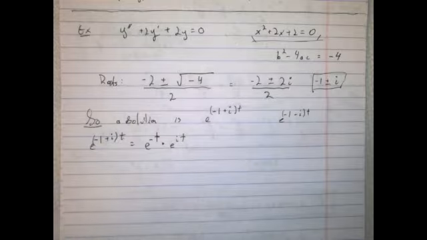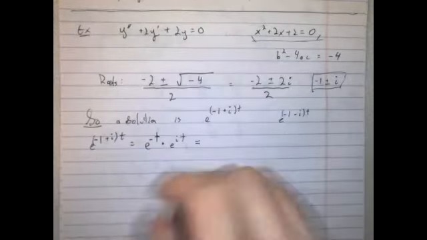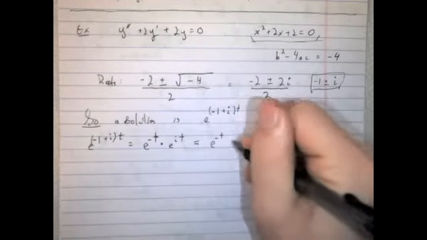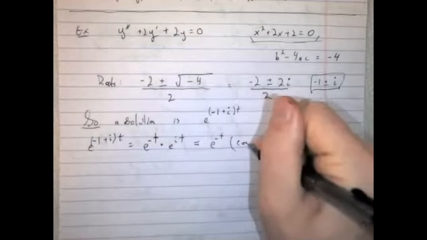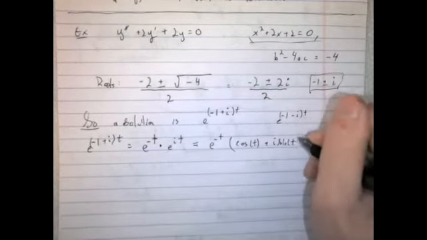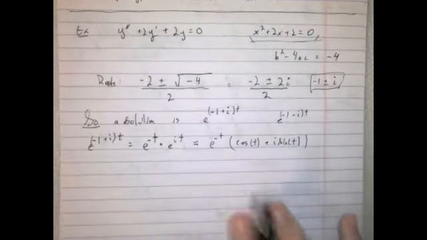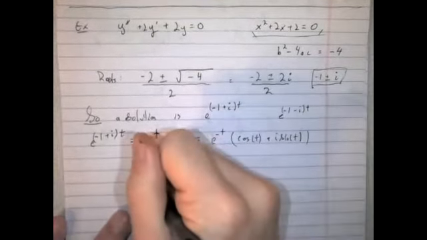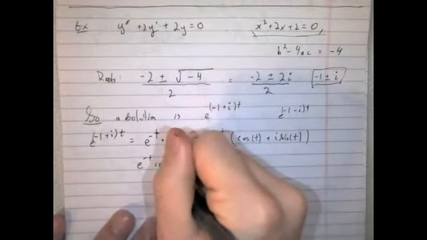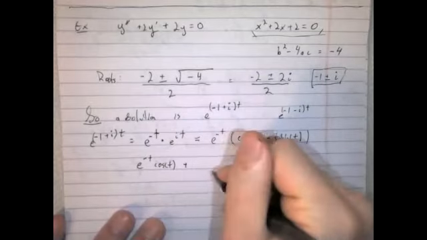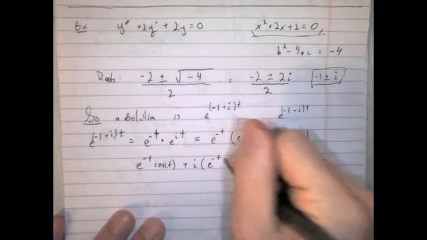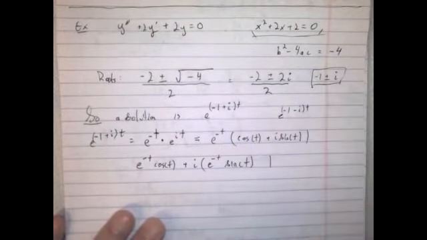I agree. Excellent. By Euler's formula, how do we rewrite e to the it? Cosine of t plus i sine of t. Very good. So a solution is e to the negative t cosine of t plus i times e to the negative t sine of t.